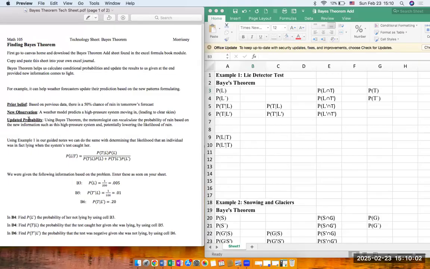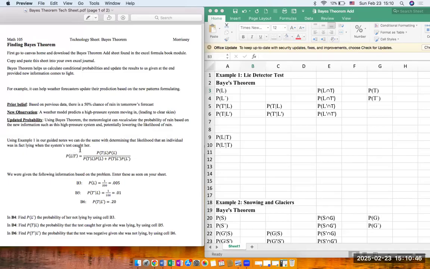So with that new information, we now have to update your probability based on what we had before. Using Bayes' theorem, the meteorologist can recalculate the probability of rain based on the new information. We said there's a 50% chance, but the new high pressure system coming in potentially lowers the likelihood of rain. Of course, these examples can go on and on, but this is the most realistic one that I think you can wrap your head around, based on what Bayes' theorem can do for us. Now, for our example, we're going to be using L and T as our system to formulate the probability for Bayes' theorem.